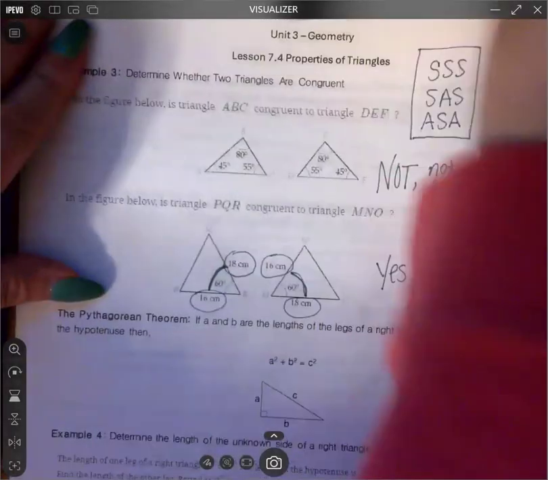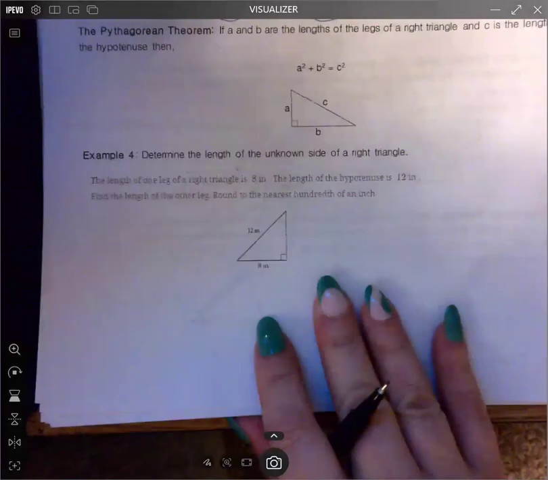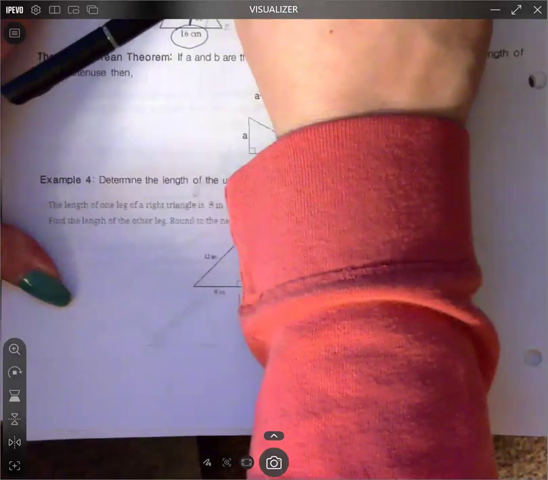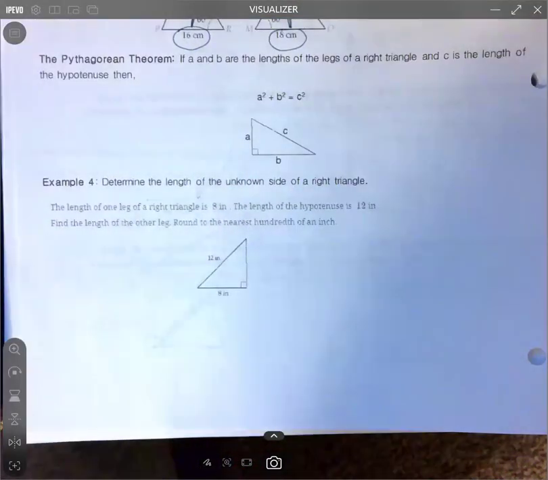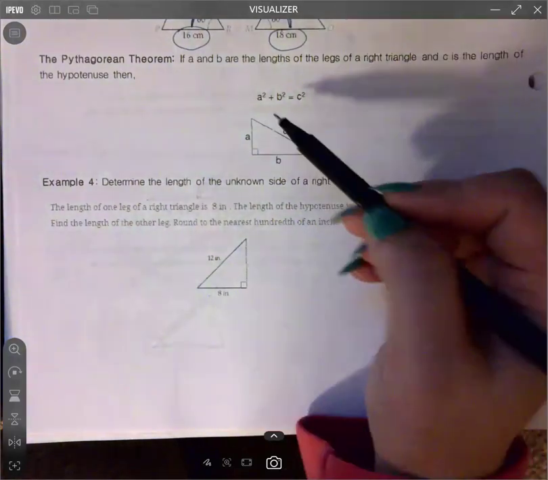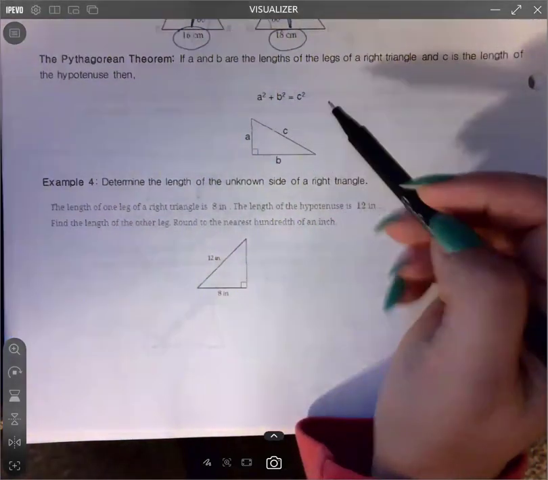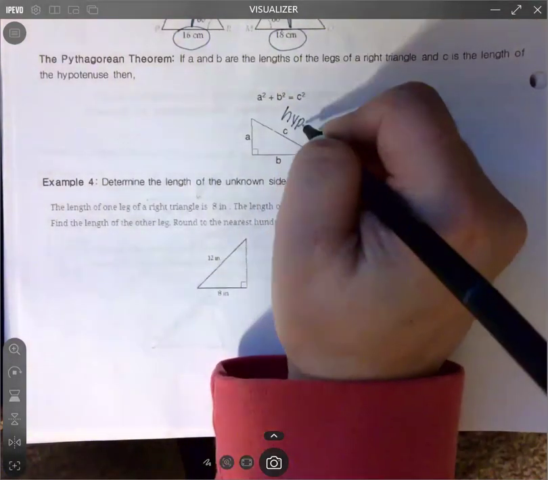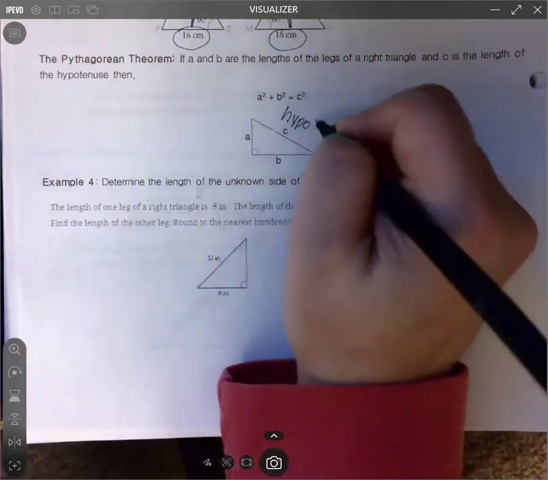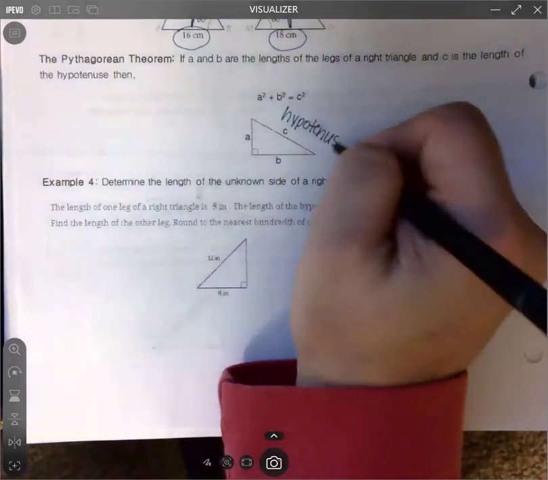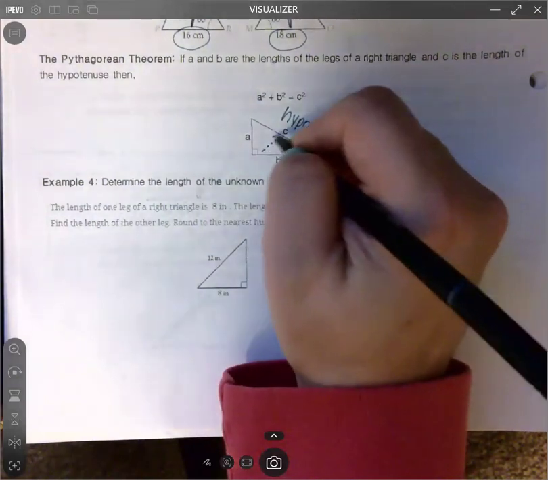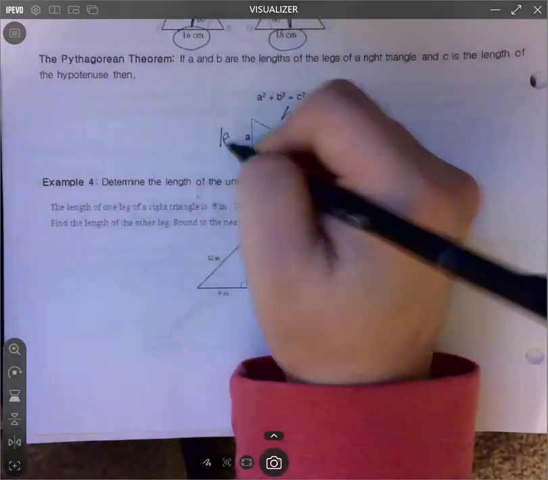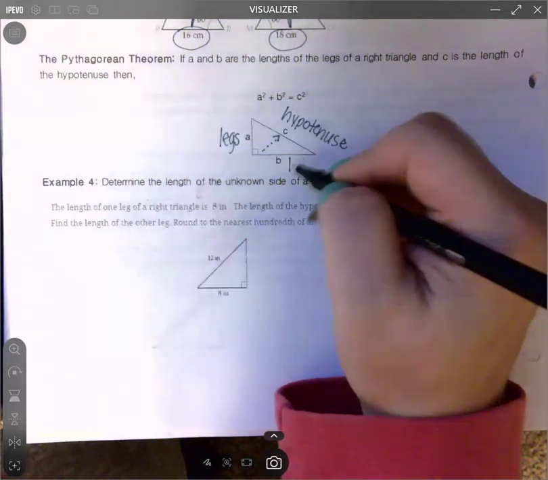The last part of this lesson is going to be the Pythagorean theorem. Hopefully that's something you've heard of before. The Pythagorean theorem is only used with right triangles, and the formula is a squared plus b squared equals c squared. What's important to note is that c is always going to be the hypotenuse. We talked about this a few minutes ago. The hypotenuse is the side opposite the right angle. A and B then are called legs of our triangle.